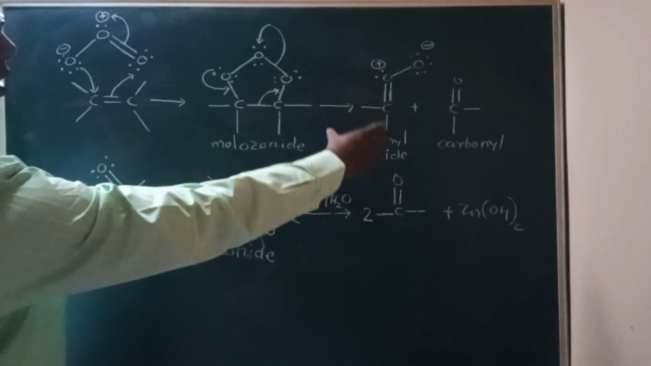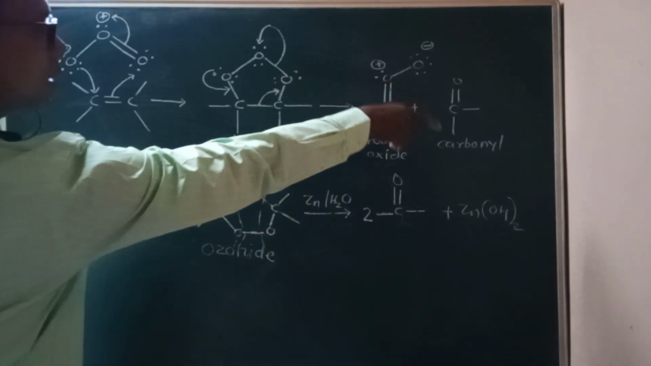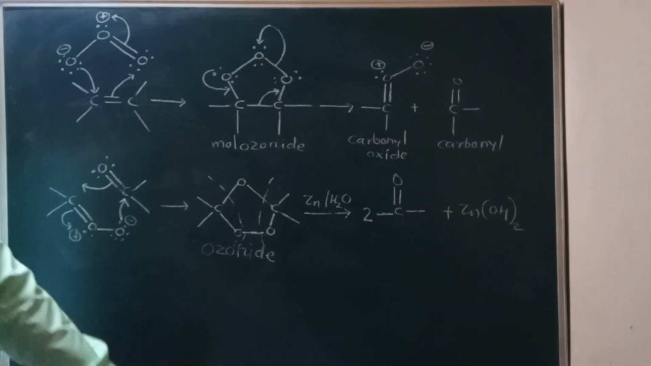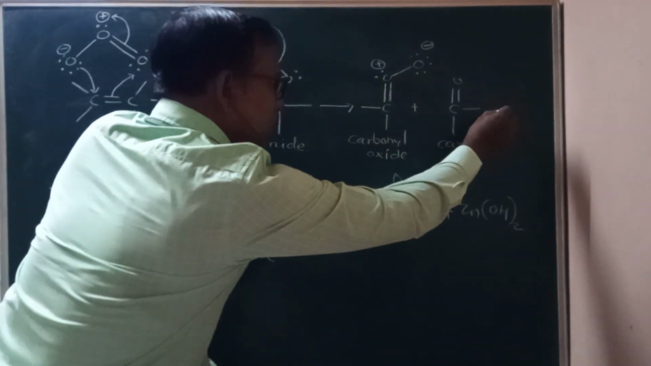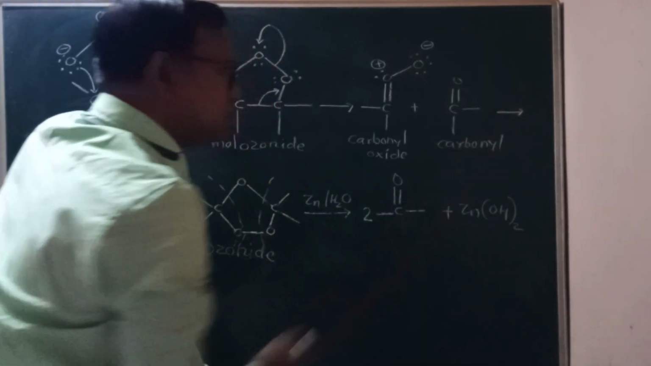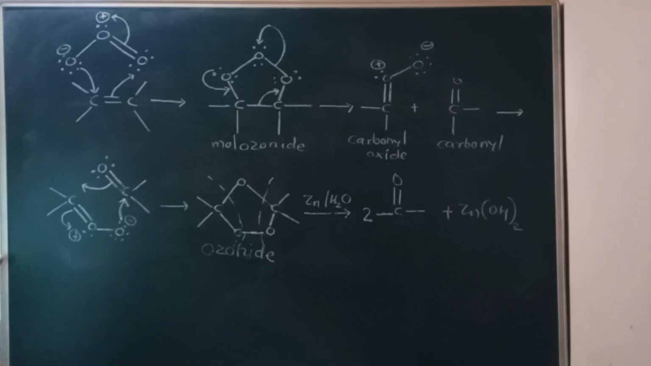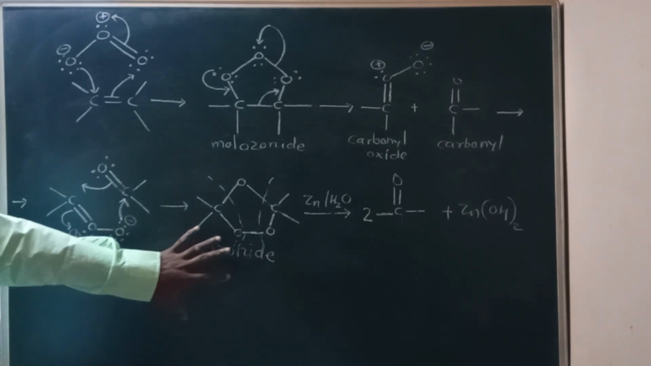One is a carbonyl oxide, and the other fragment is a carbonyl group, and that again undergoes a rearrangement reaction, an addition reaction. That addition reaction occurs like this, and after it we get the intermediate compound, that is the ozonide.